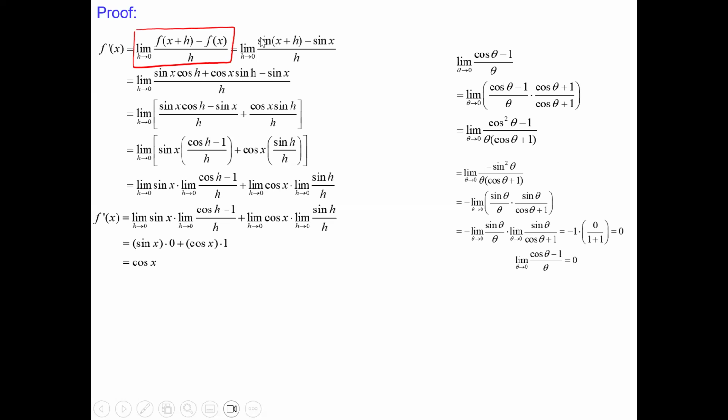I use the sine of the addition of two angles, that's the formula we can see here. Then I split it into two fractions, and then I'm again splitting into a sum of products, and then we will have the limit of sine of x, the limit of cosine of x, and the limit of sine of h over h. We definitely recognize that limit from, I believe, chapter 2, the limits of functions. That means this limit goes to 1.